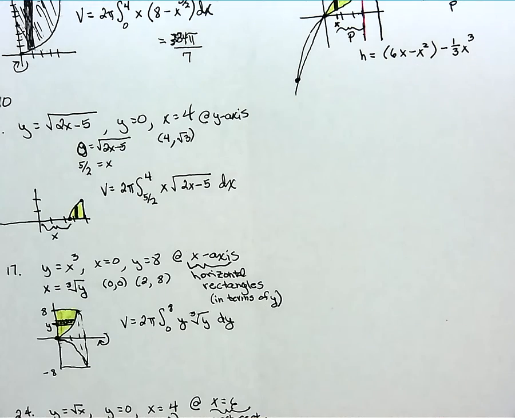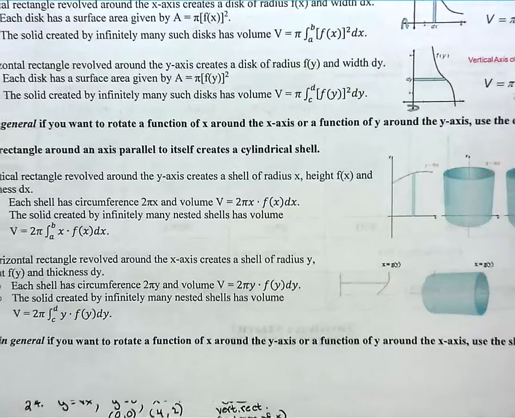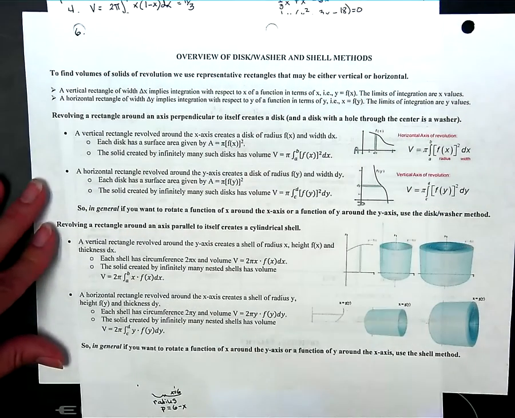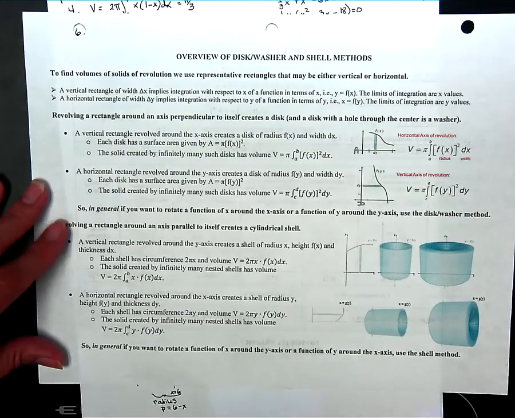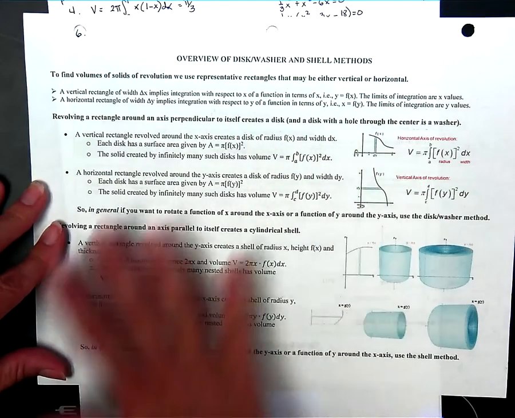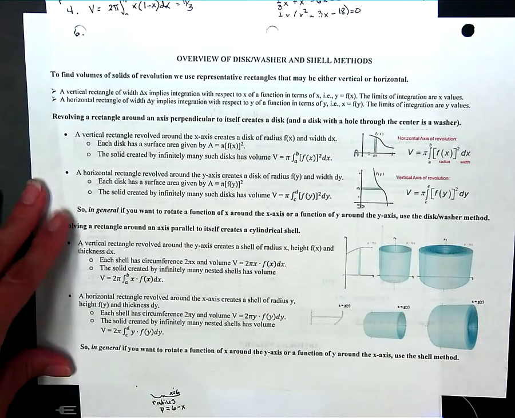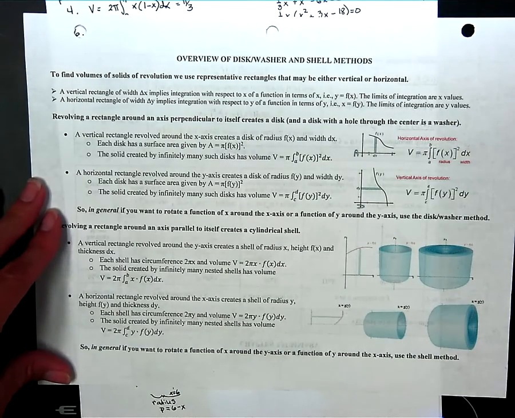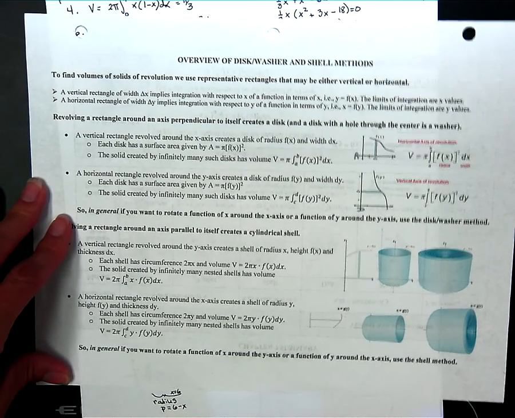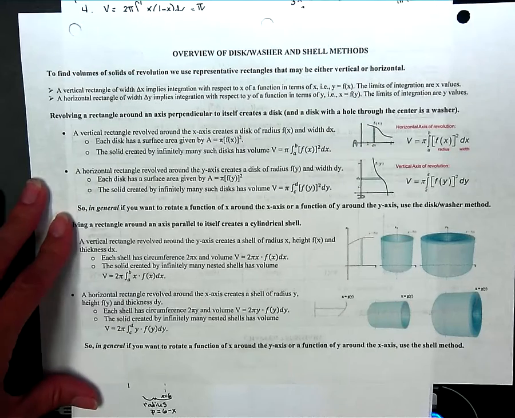Other place that is summed up, I don't know if you've printed that yet, but I have a whole page in Momentum, overview of disc/washer. Washer is just a disc with a hole in it. Overview of that and the shell methods. I'm not going to reread all that to you, but I would read it very slowly tonight if I were you. Just, yeah, okay. I don't like it, but I kind of get it. I'm going to keep reading it slowly until I understand.